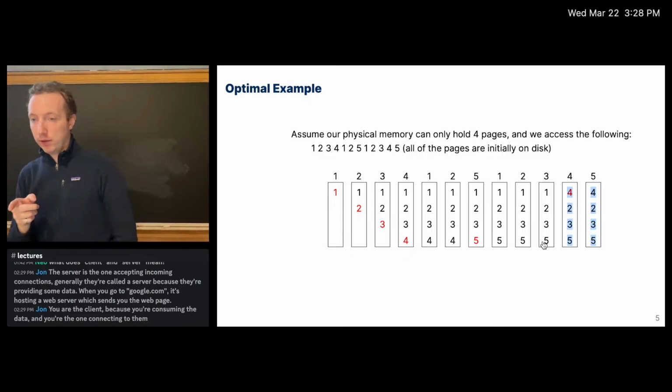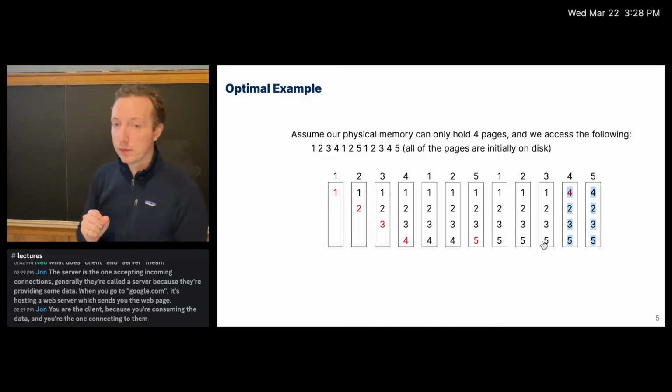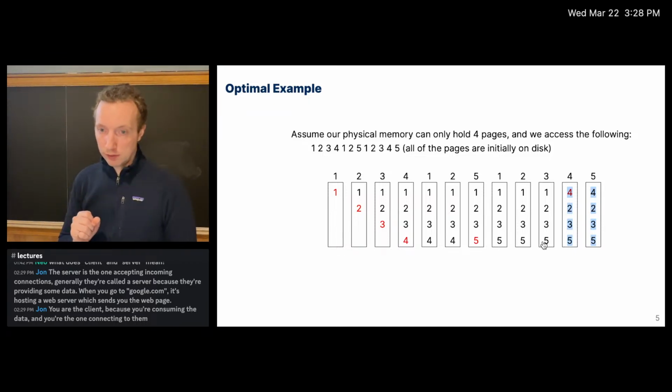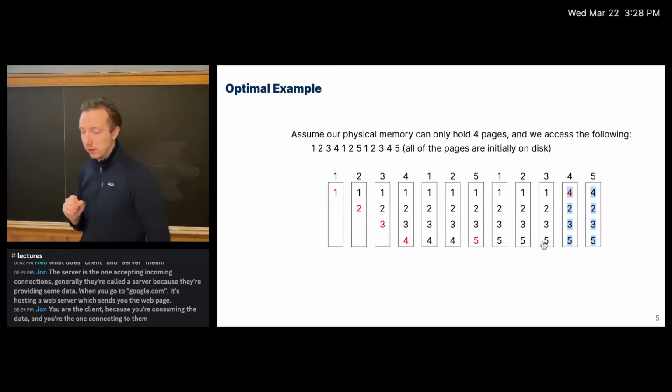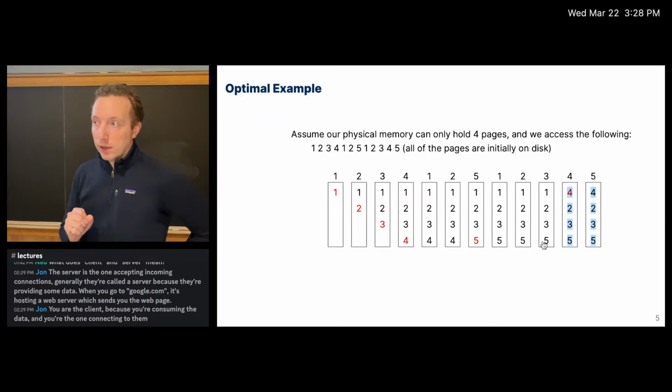There's another question? Yeah. I'm still a little confused. How does it know which one is used? Like, replace the page that won't be used for the longest. How does it know which one that is? Yeah, so the question is, how do we know which one?